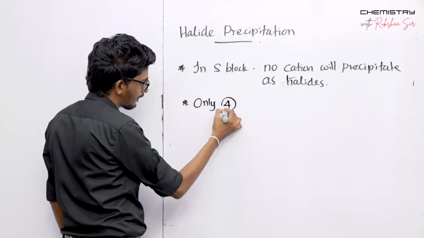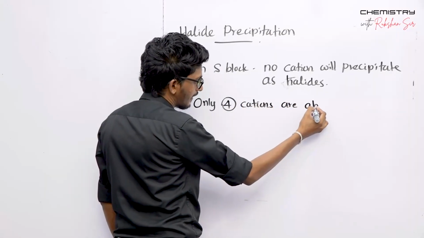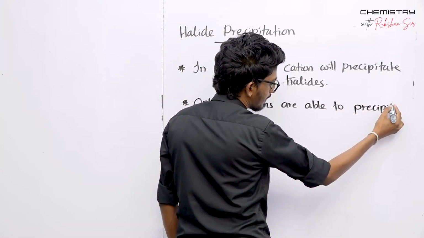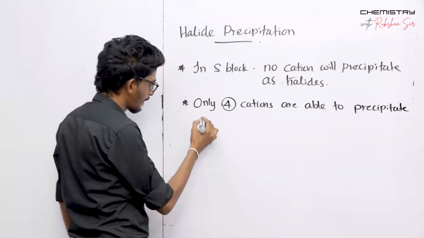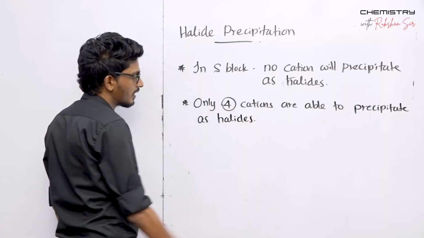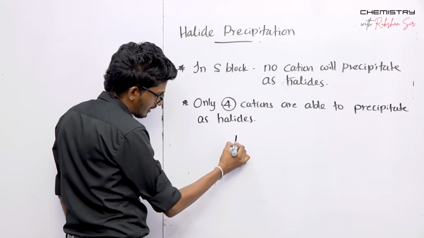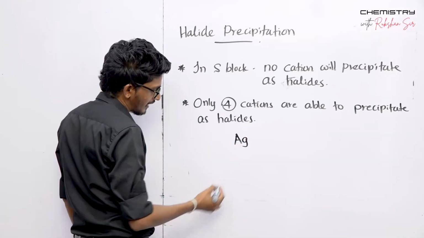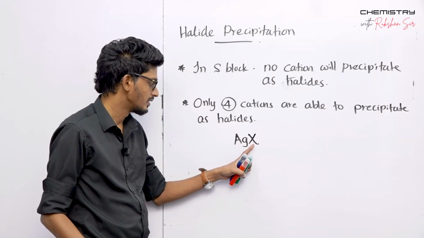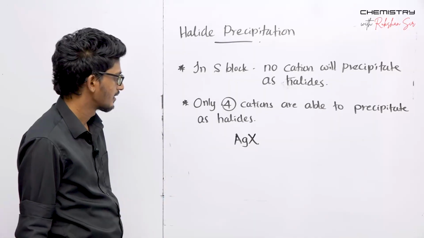Only 4 cations are able to precipitate as halides. What are those? These are the ones. Silver is capable of precipitating as AgX. AgX means it could be AgCl, AgBr, or AgI, with X representing the halides.